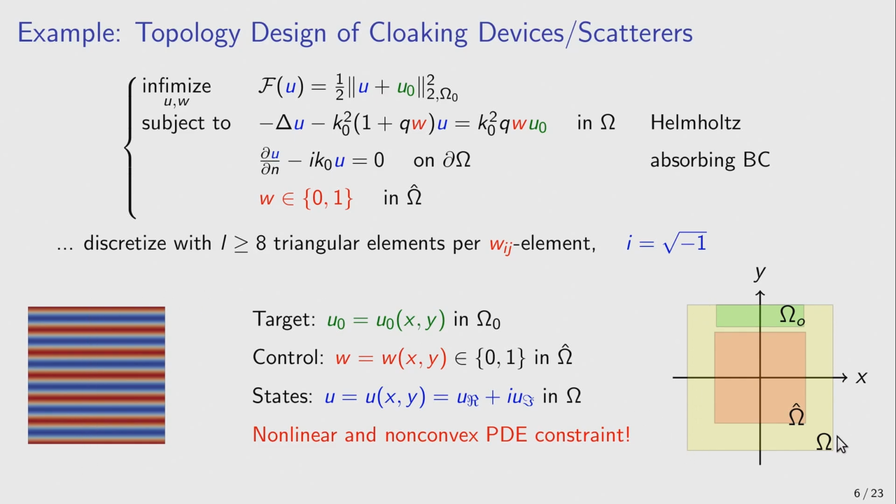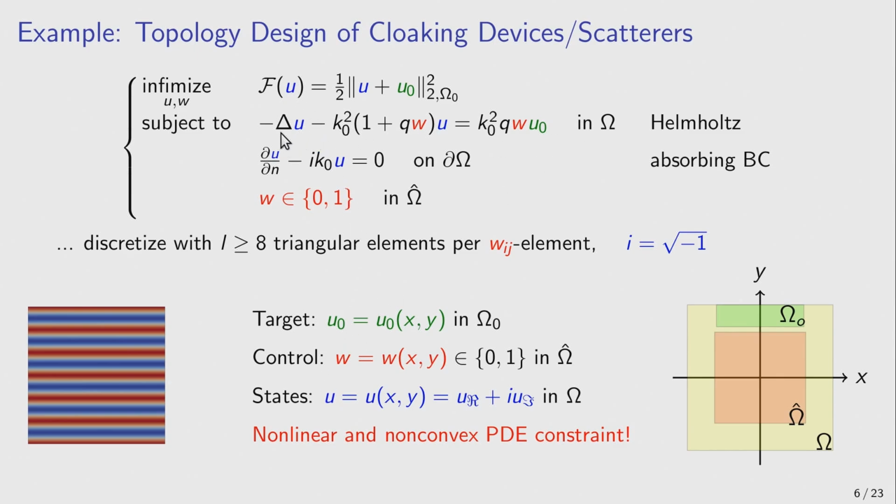I have a domain, capital omega, in which I solve my differential equation, and a smaller domain, omega hat, in which I can place my scatterer or my cloaking device. So the scatterer is going to be in each element of this smaller domain. It's either going to be 0 or 1. The boundary conditions here, don't worry about those. And then this is the Helmholtz equation. It's no longer a linear partial differential equation. It actually has this bilinear term here, which creates some issues. But this is effectively the Helmholtz equation.